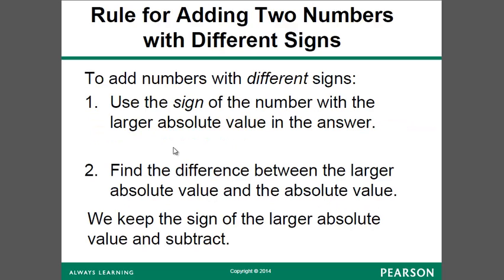Now then, the harder part, looking at them when they have different signs. To add numbers with different signs, use the sign of the number with the larger absolute value. Find the difference between the larger absolute value and the smaller absolute value. Keep the sign of the larger value and subtract.